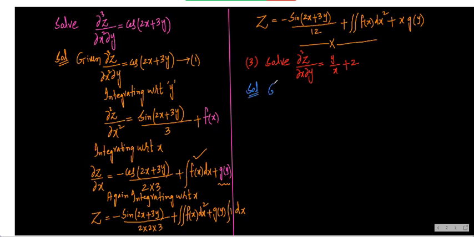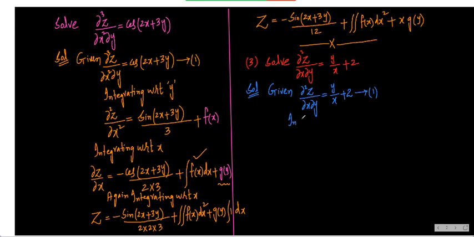Step number 1 is given. What is given? ∂²z/∂x∂y = y/x + 2. This will be taken as equation number 1. Now you understand, I think. You will tell me the process. I will start. What do we have to do first?